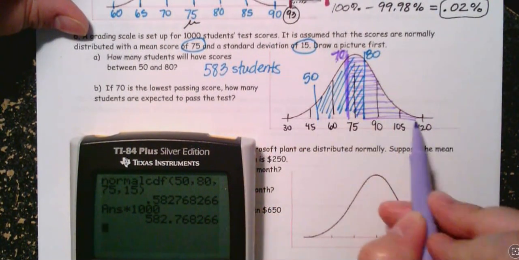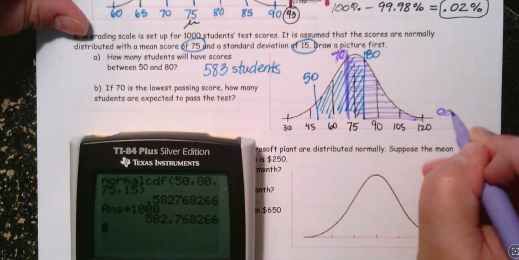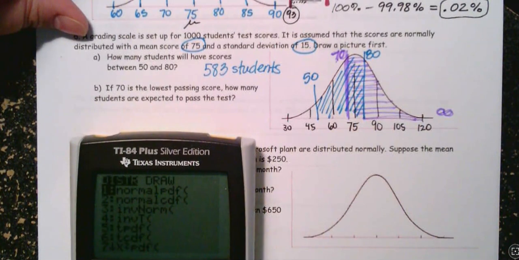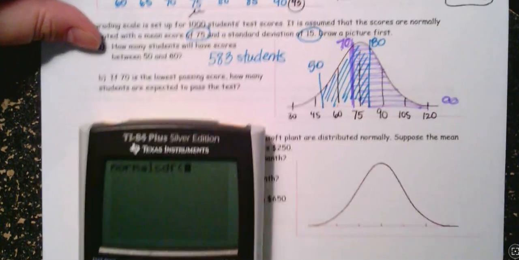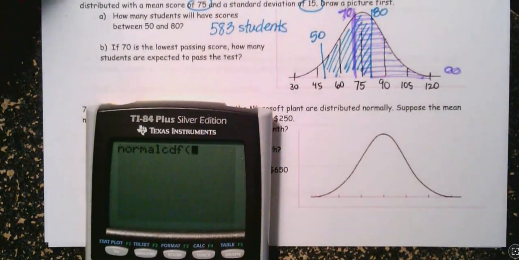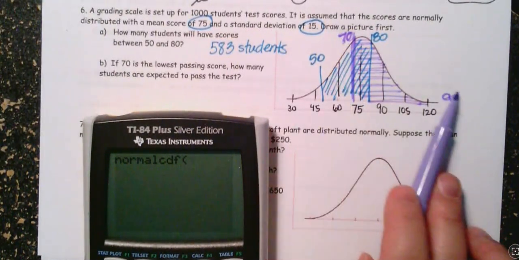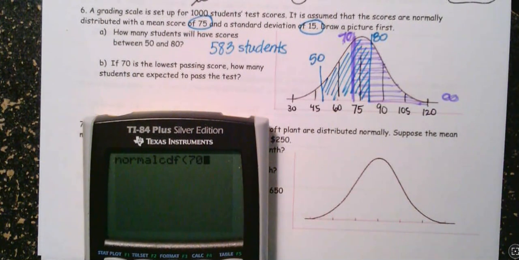my left boundary is going to be 70 and my right boundary is going to be a super big number, like infinity. But we're not going to actually type in infinity because that's not a number. We can't. So second, vars 2. We have the same mean and the same standard deviation. So the only difference that changes here are my left boundary and my right boundary. So my left boundary is 70. My right boundary, just a really big number.